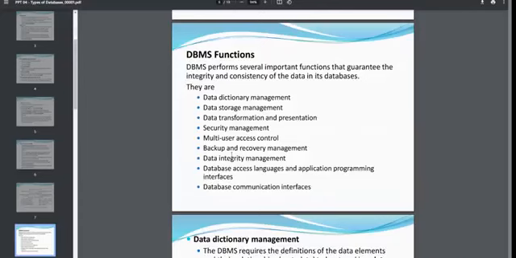Database management system functions. What are the common functions of a database management system? We know there are several types of database management system, but any database management system should perform these common tasks. So you now know the meaning of data integrity and consistency. These basic tasks should be performed by a database management system.